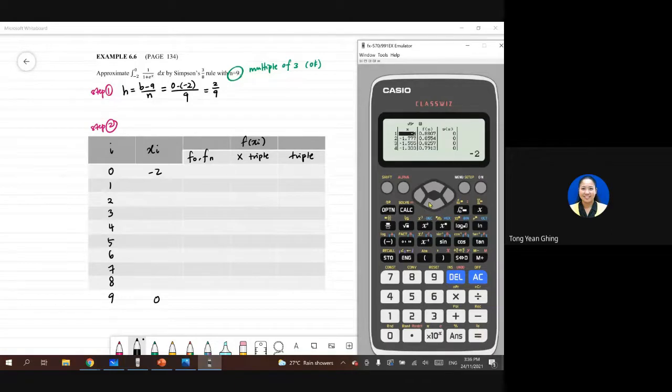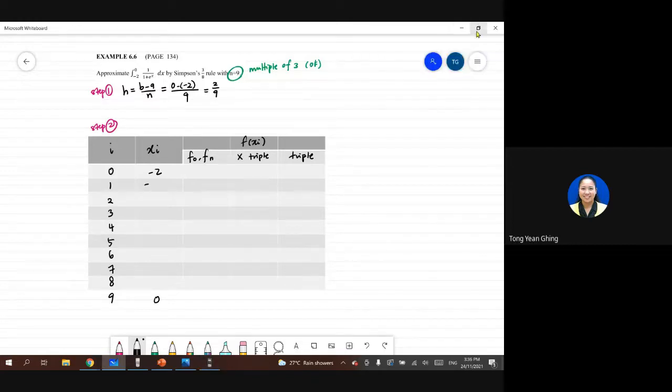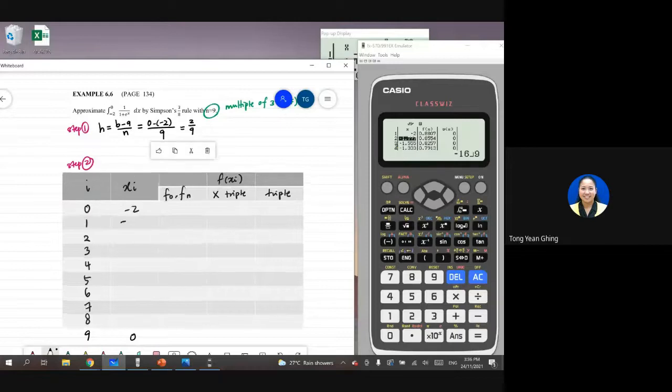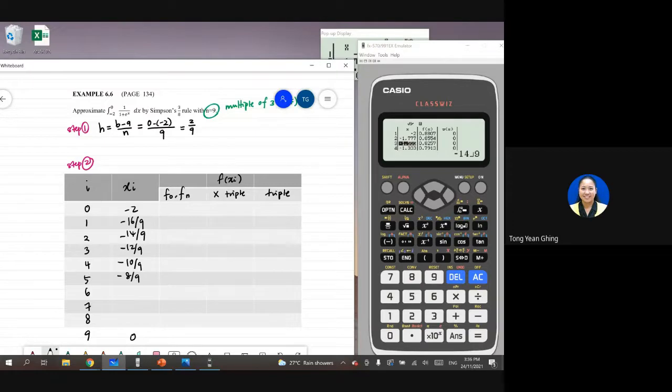Okay. So ini dapat tak? Saya jadikan dia pecahan lah, senang. Okay, so here is negative 16 over 9, negative 14 over 9, negative 12 over 9, negative 10 over 9, negative 8 over 9, negative 6 over 9, negative 4 over 9, lepas tu negative 2 over 9.